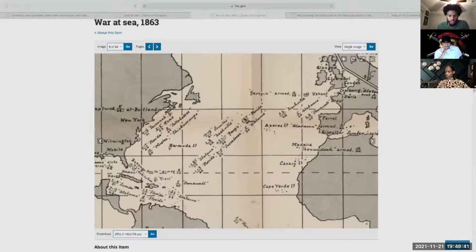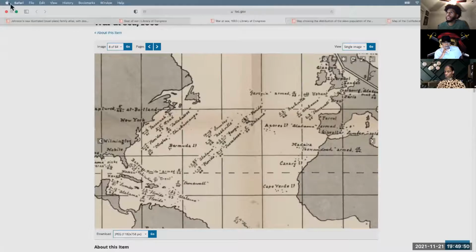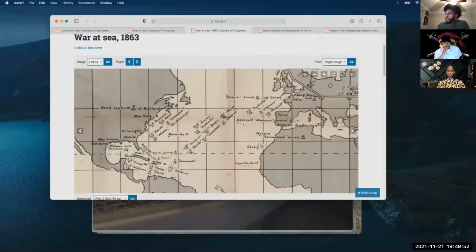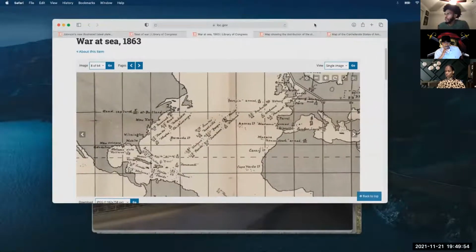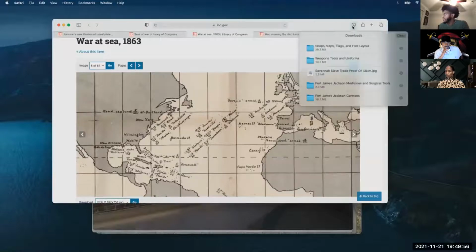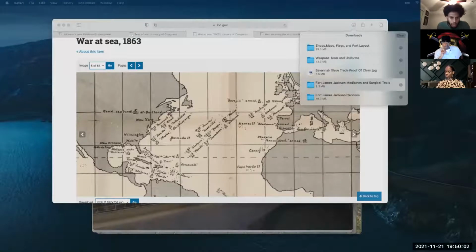A good segue here. I want to show a couple more documents in regards to the fort, but not just the military or how they captured it with their arms, but also different things, pretty much the tools they used and things of that nature. Bring up some stuff here.